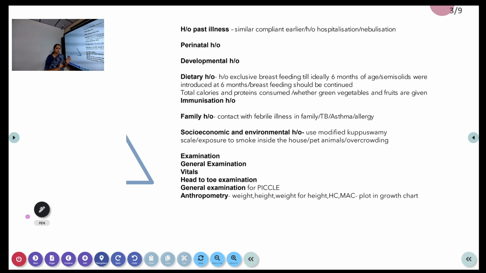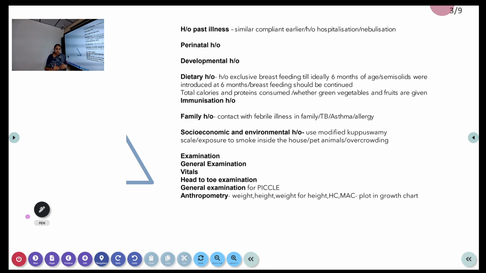Then you find out the percentage, that is the current weight divided by the expected weight, into 100. And then you comment on the weight of the child according to the IAP classification. More than 80% weight for age is considered as normal. If the weight for age is less than 80%, it means that the child has protein energy malnutrition according to the IAP classification. Then you take the height of the patient properly in the standing position.